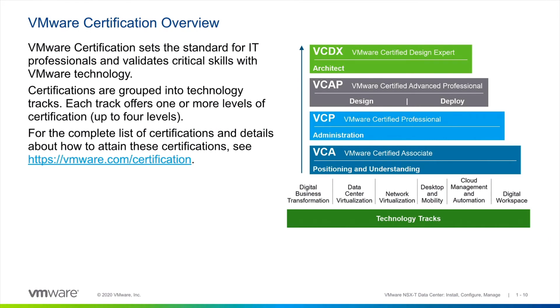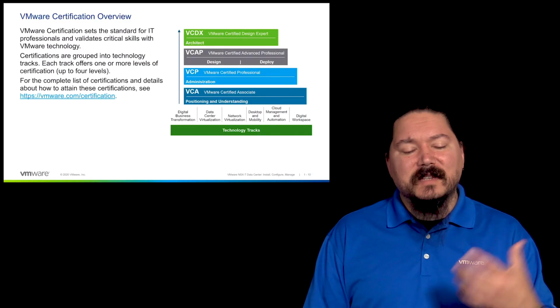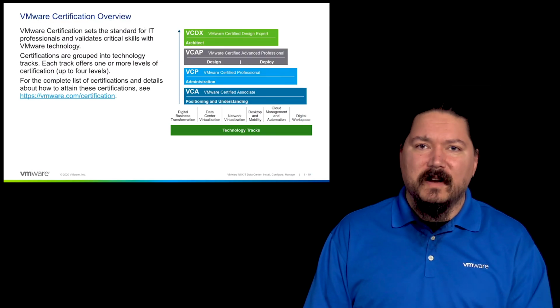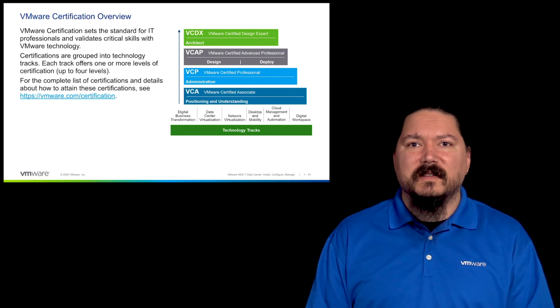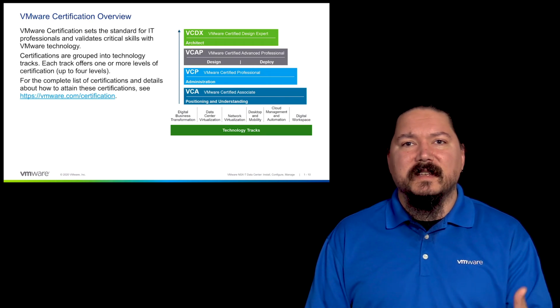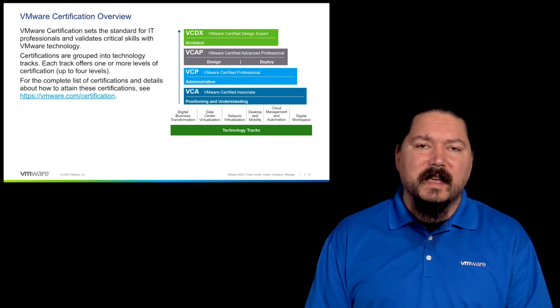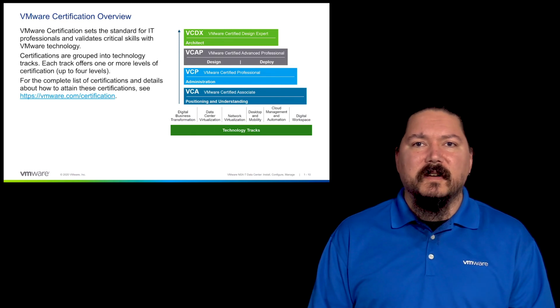The VMware Certified Associate is all about positioning. It's all about understanding what is it that this product does? What business problems is this product solving? The VCP level exam is really where the technical track starts, right? That's where we start looking at, do you understand the product? Do you understand how to work the product? Do you understand the limitations and the boundaries of the product? That's what the VCP is really all about.